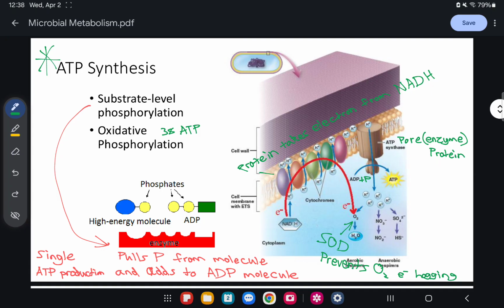Okay. Are SOD and catalase coming into play between the oxygen and water, or? Oh, all over the place.